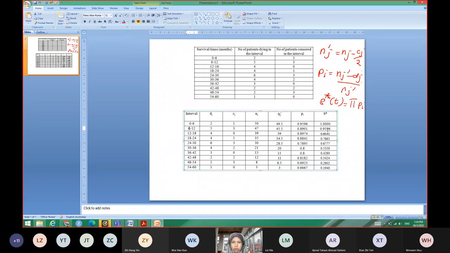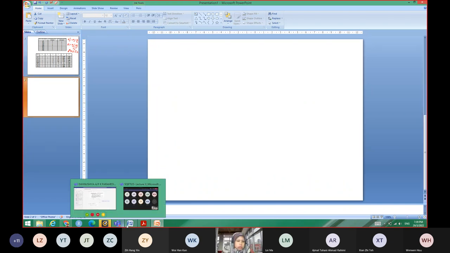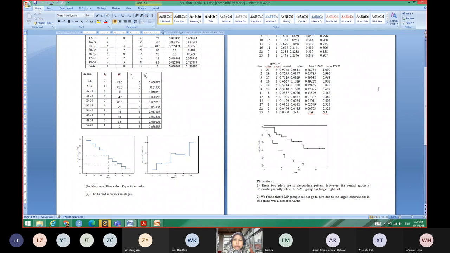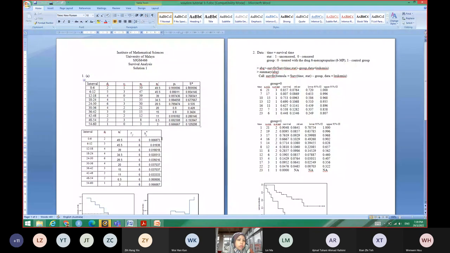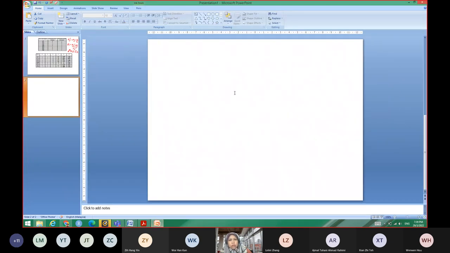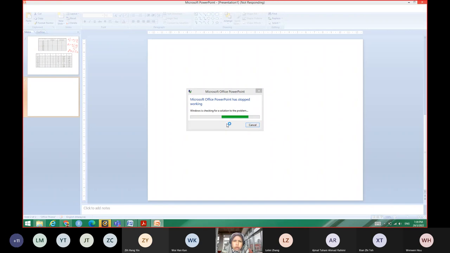Right, so based on this solution, because the S star T is already calculated wrongly, therefore the plot for the estimated survival function should be different as well, right? I need to fix the solution. Hang on. Why has it stopped working?